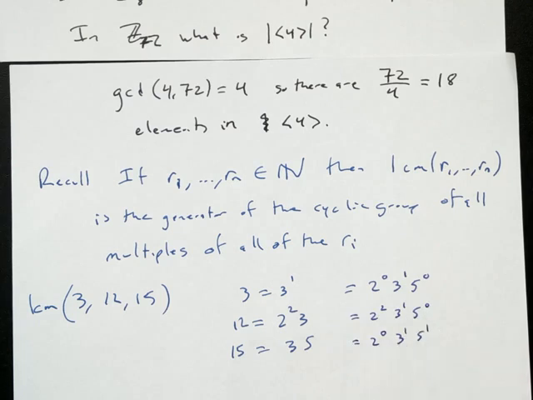The greatest common divisor uses the lowest power of each. In this case, that means the greatest common divisor is 3. The least common multiple uses the highest power of each prime. So the least common multiple is 2 squared, 3 to the first, 5 to the first, which is 4 times 15, which is 60.